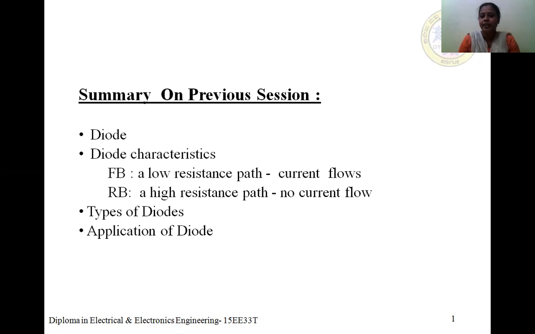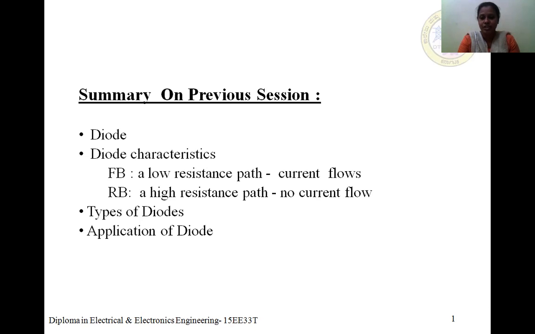Next is the application of diode. Normally this PN junction type diode is used for rectification purposes, that is, it is used in rectifiers. You can see in the lab also we have used it in a half wave rectifier as well as a full wave rectifier. This PN junction diode is used. So this is entirely about the PN junction diode that we studied in the previous session.